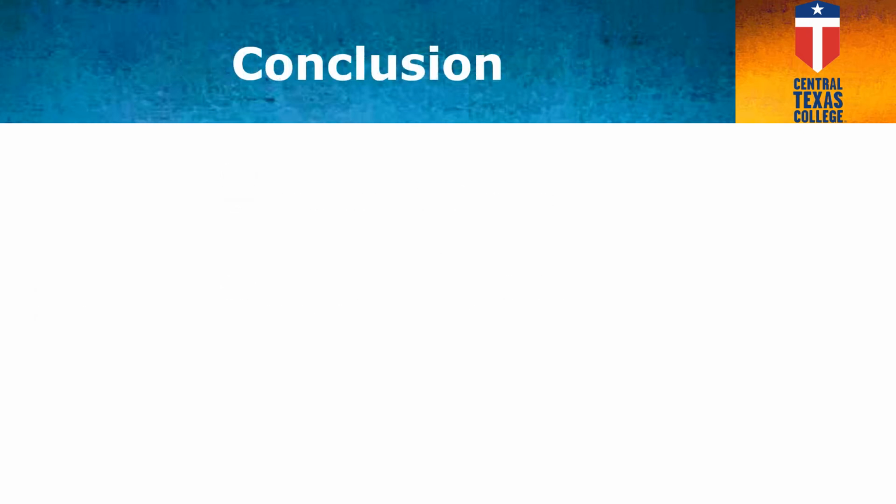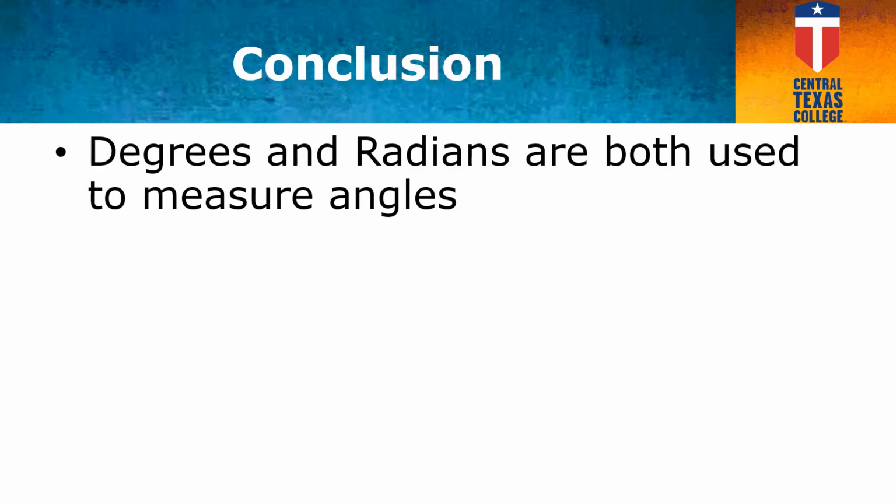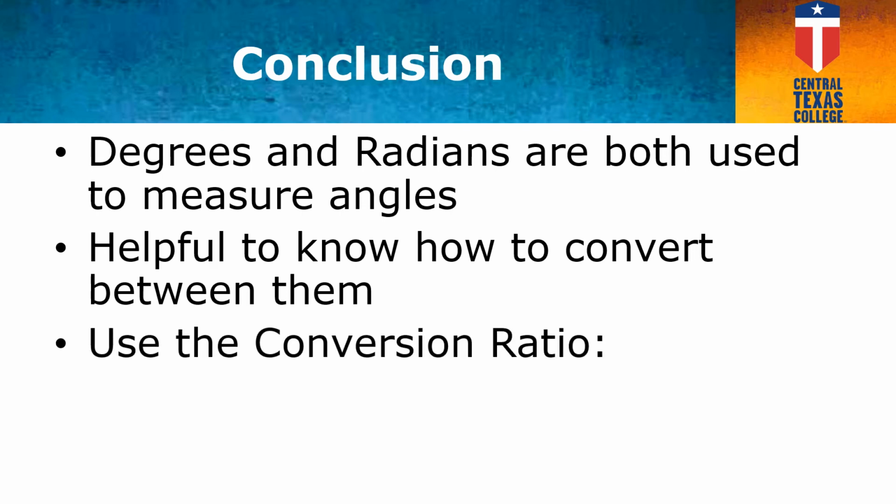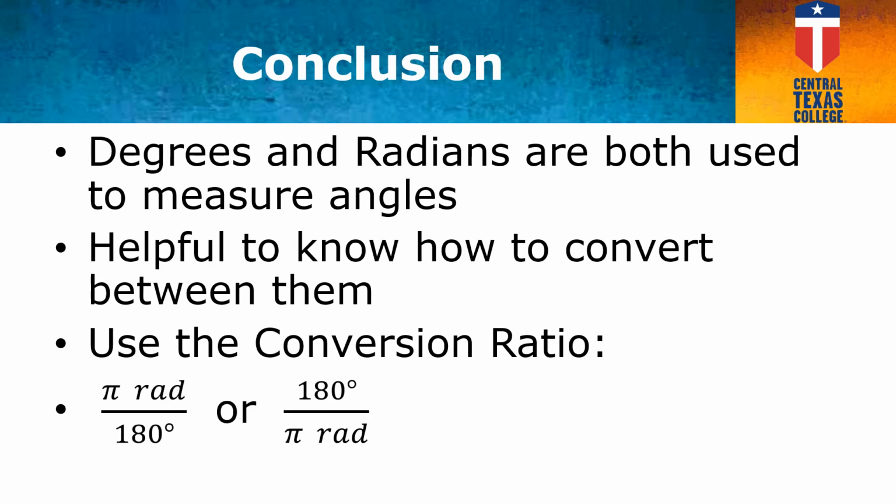Let's conclude the video tutorial by reviewing the information we learned. Degrees and radians are both used to measure angles. Note that radians are the official SI unit, while degrees are not the SI unit for angles. However, it is helpful to know how to convert between them. We do this by using the conversion ratio. What is the conversion ratio? Pi radians for every 180 degrees, or 180 degrees for every pi radians.